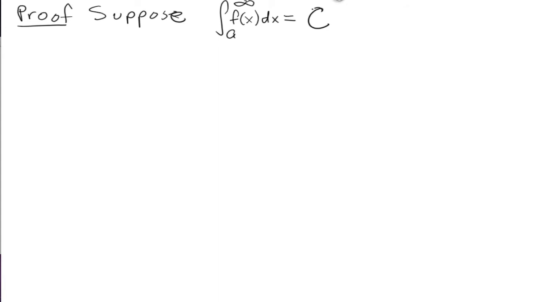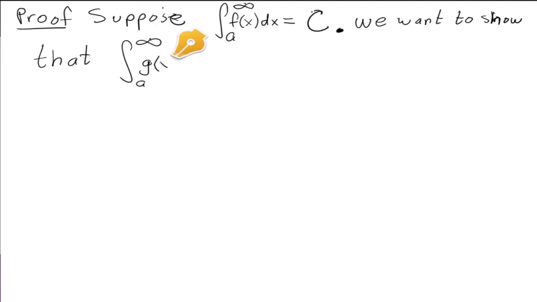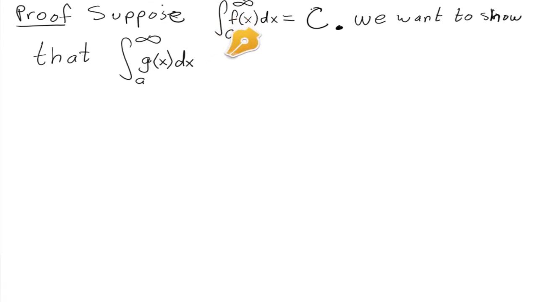Okay, so it converges to C. And it's very, very helpful to write down what you're trying to show. Otherwise, you're just lost in figuring out what in the world you're trying to do. So we want to show that the integral from a to infinity of g of x dx converges.